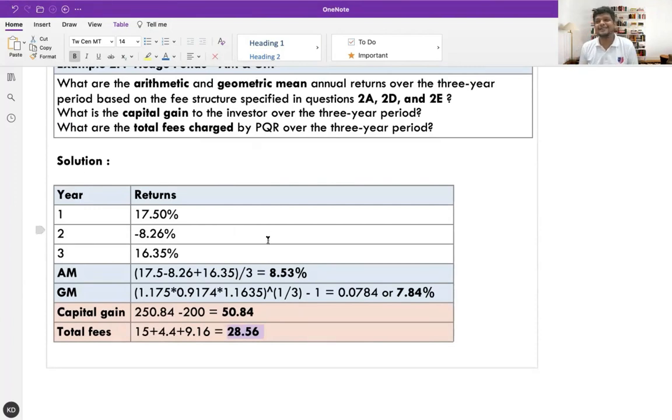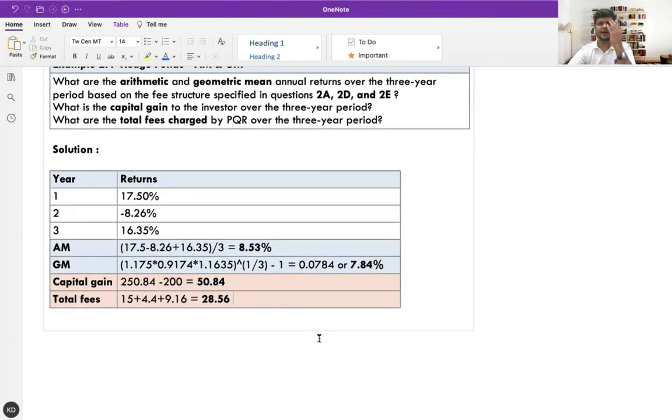So the fee, now see the joke here. The hedge fund and the private equity fund managers make more money. So how much return you got in terms of gains? 50.84. And how much is the fees that they made? 28.56. That's a substantial fee, right? Yes. You may be wondering that, wow, I got good returns, but they got substantial fees. This is the problem with hedge funds. They have huge amount of fees. Clear? Because of the incentive and other structures.